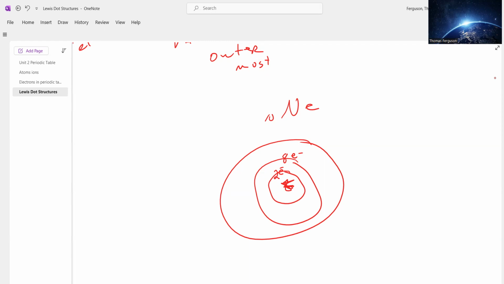So 8 is the magic number. 2 is the magic number, and this is like getting back to what he was asking. There are 2 orbitals here, really, really close together. One has got 10 in it, one has got 8, but they never consider them separate, really. It's going to make more sense when we talk about quantum mechanics. So we're not going to worry about this guy out here for now.